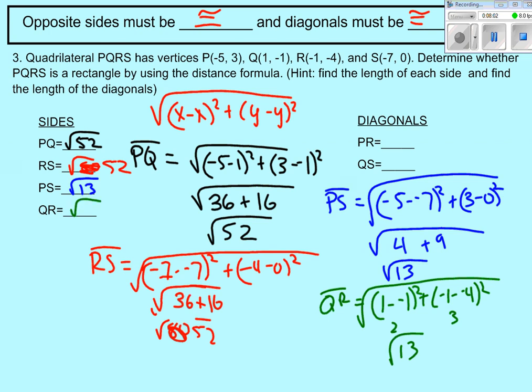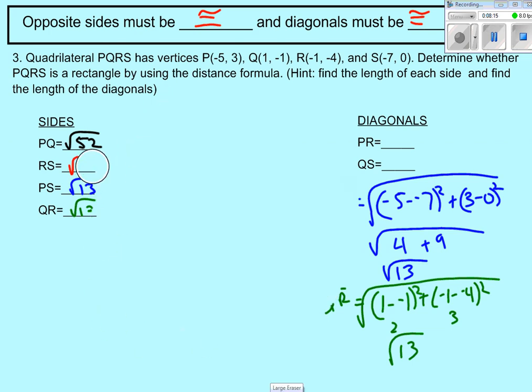Okay, so we know that the opposite sides are congruent. Square root of 52, square root of 52, square root of 13, square root of 13. That doesn't mean that it's a rectangle necessarily. It could just be a parallelogram. What we need to show now is that the diagonals are also going to be congruent.